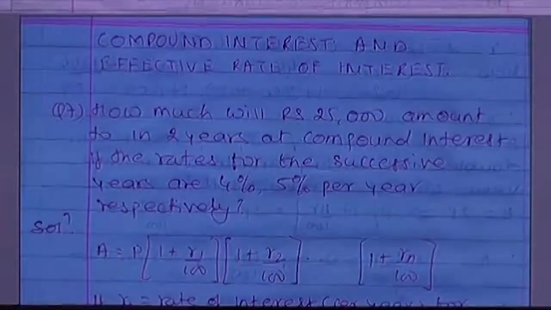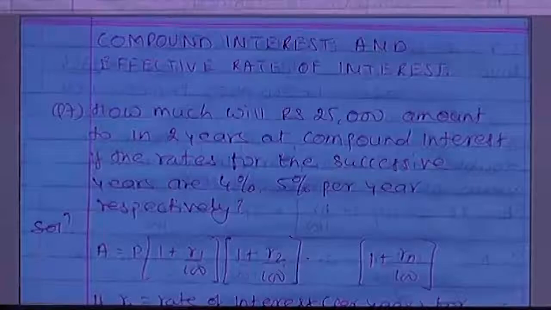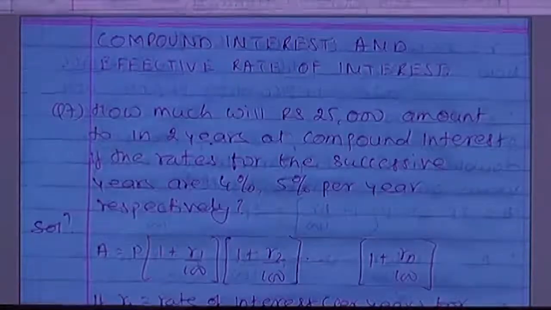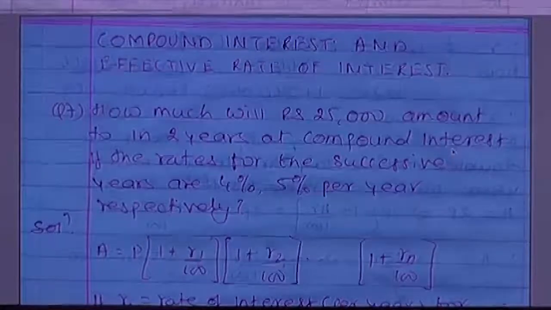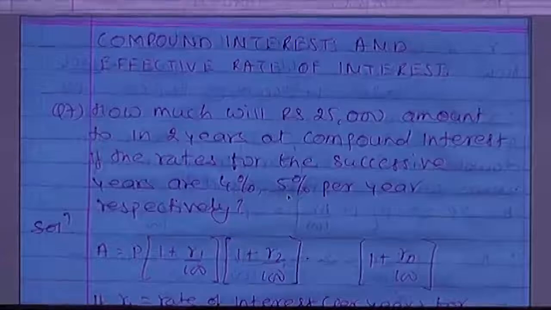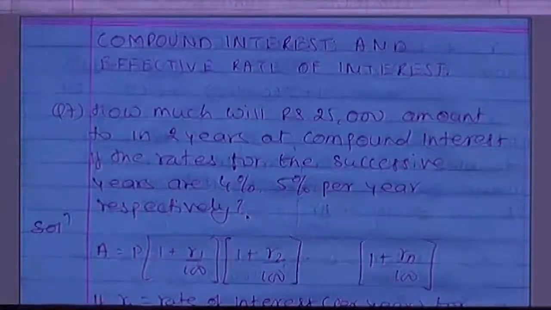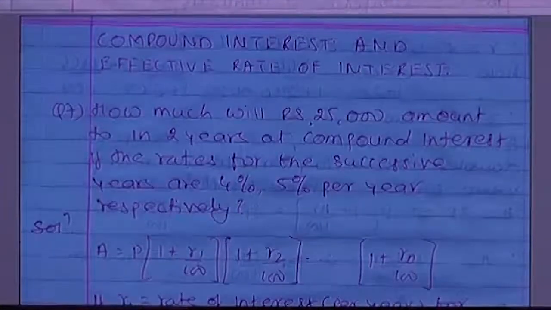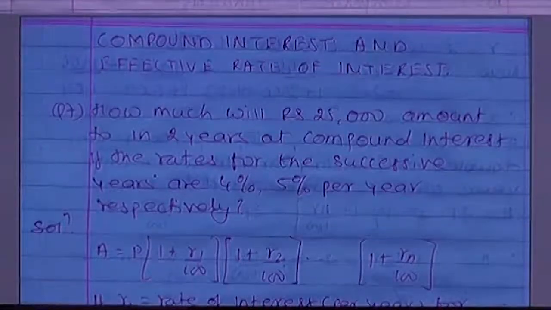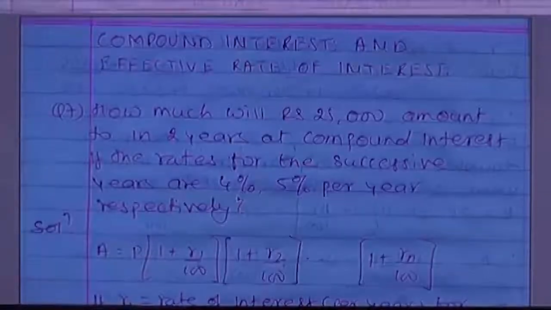Now we come to compound interest and effective rate of interest. How much will 25,000 amount to in 2 years at compound interest if the rates for the successive years are 4% and 5% per year respectively? You want to find out how much 25,000 will amount to in 2 years. And what is the rate of interest for the first year? 4%.